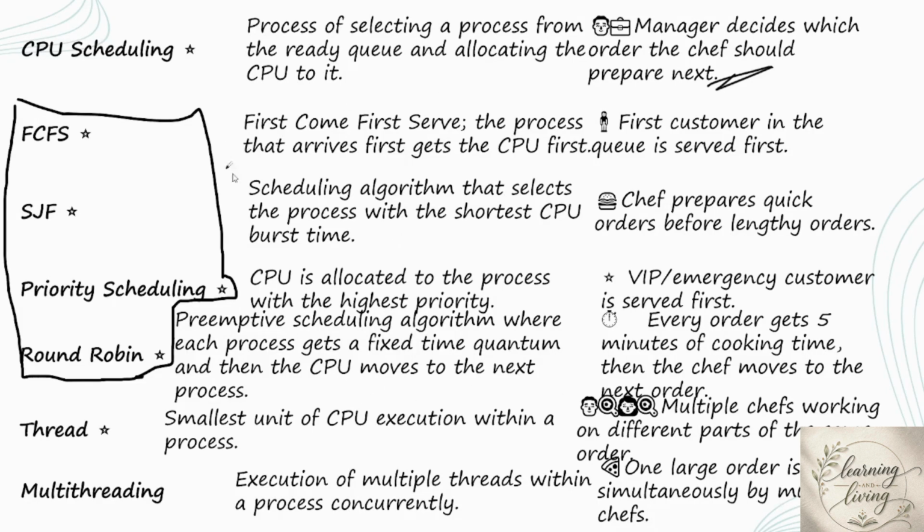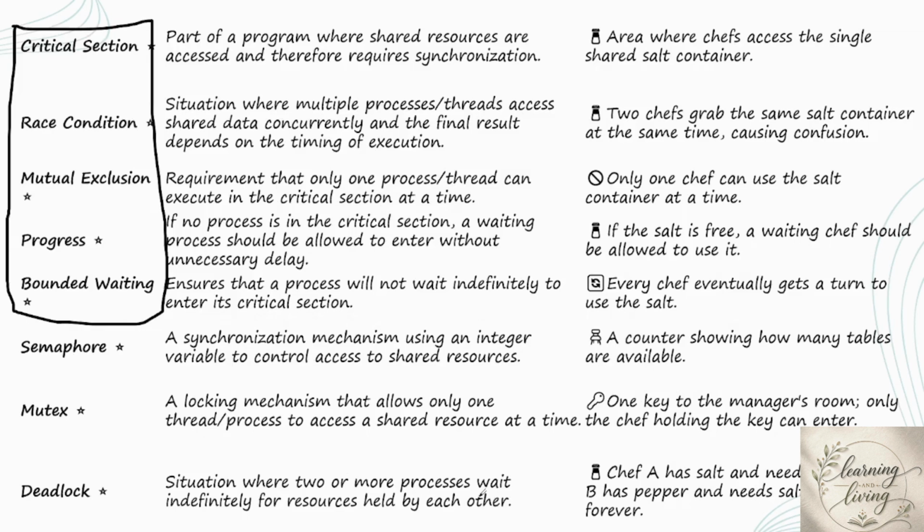And then a thread is the smallest unit of CPU execution within a process. For example, multiple chefs work on different parts of the same order. It is called a thread. Multithreading is like one large order being handled simultaneously by multiple chefs without wasting time. Execution of multiple threads within a process concurrently is called multithreading.